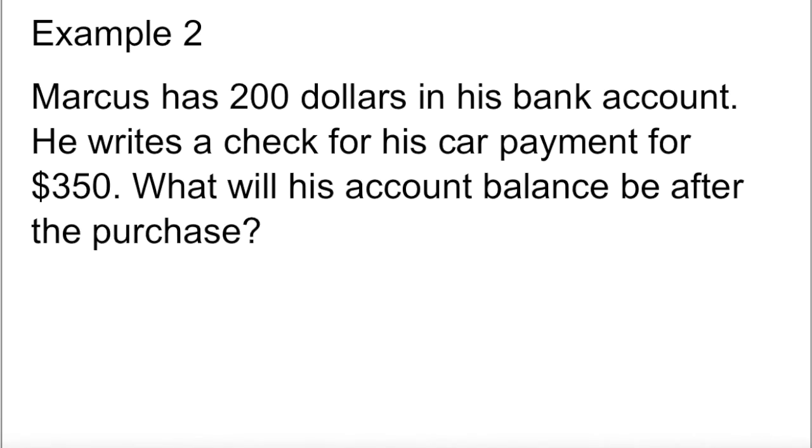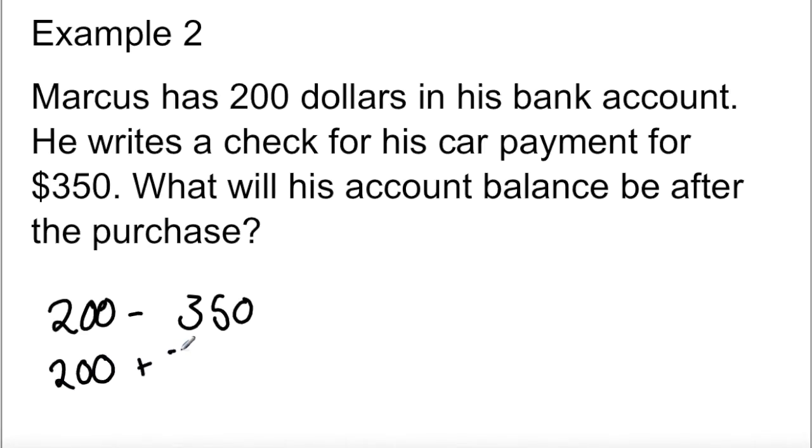Now, in this example, we have that Marcus has $200 in his bank account, and he writes a check for his car payment for $350. What will his account balance be after the purchase? So there's two integers here. We have 200 and 350. So I know he's going to write a check for his car payment for $350, which is money he may not have. So there's two ways you can write this problem. You can say that we have 200 minus the $350, which would be a subtraction problem. Or you can also write it as 200 plus negative 350.